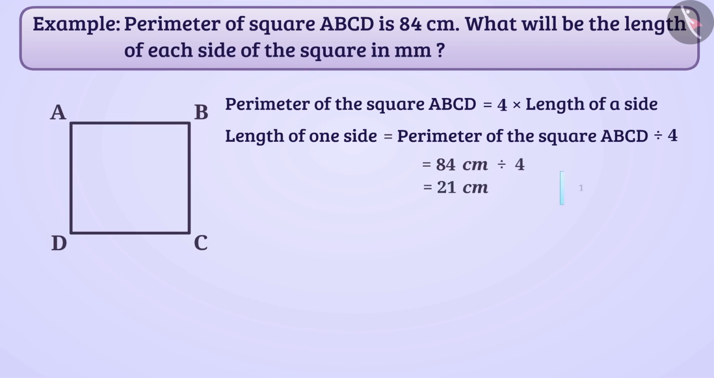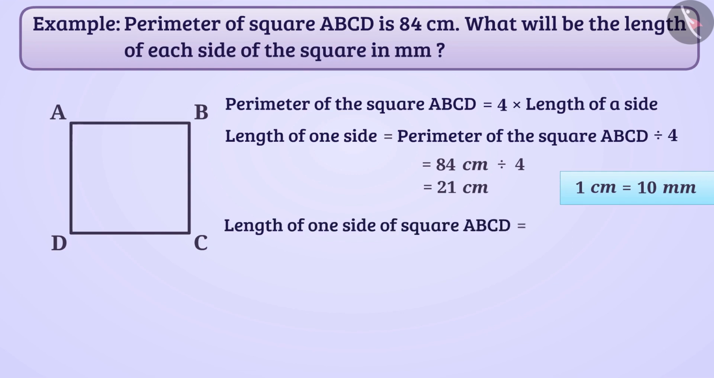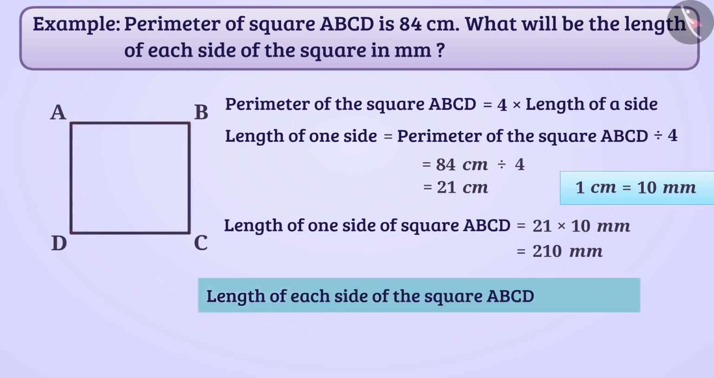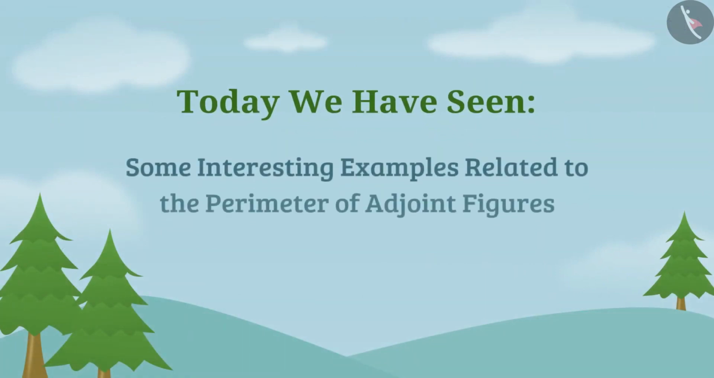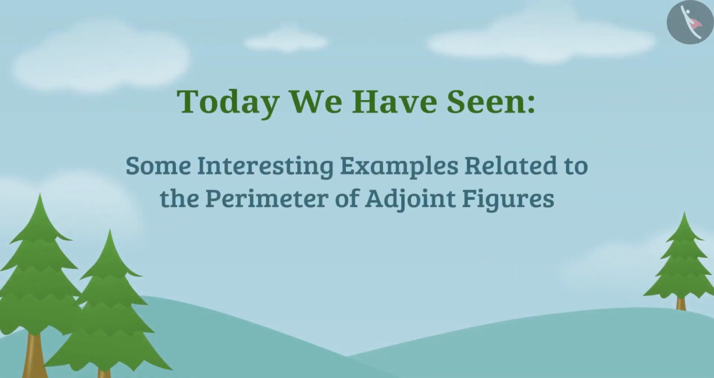We know that 1 centimeter is equal to 10 millimeters. In this way, the length of one side of square ABCD will be 21 multiplied by 10 millimeters, which is equal to 210 millimeters. Since the length of all the sides of the square are equal, the length of each side of the square ABCD is 210 millimeters. Today we have seen some interesting examples related to perimeter of adjoint figures. In the next video, we will see some misconceptions related to them.